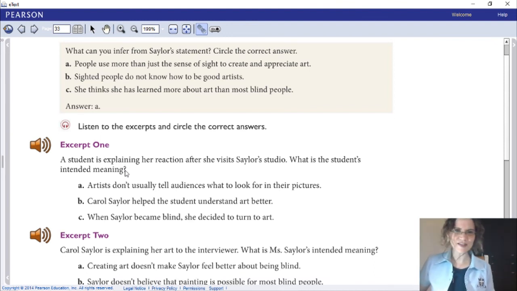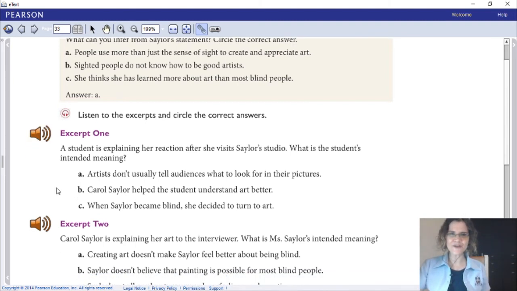Here the answer states A. People use more than just the sense of sight to create and appreciate art. Yeah, smell can be in it, or definitely hearing can be in it. Touch, the feeling of it, all the senses have something to do with it, and which create a deeper underlying meaning.